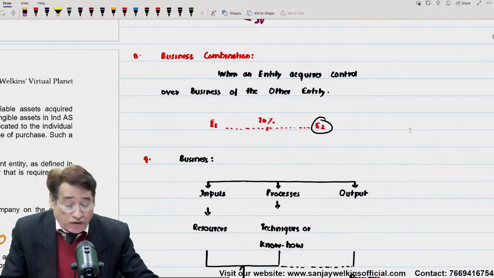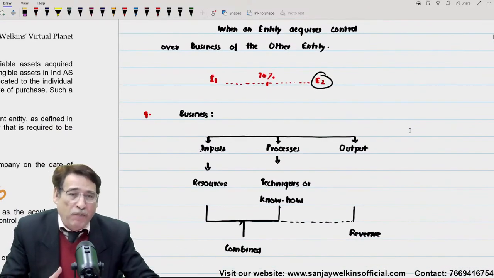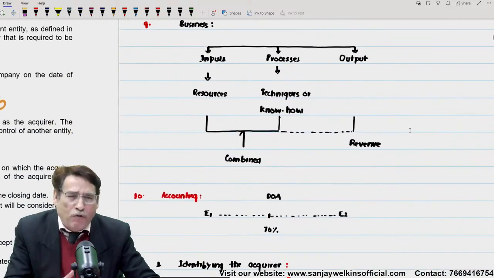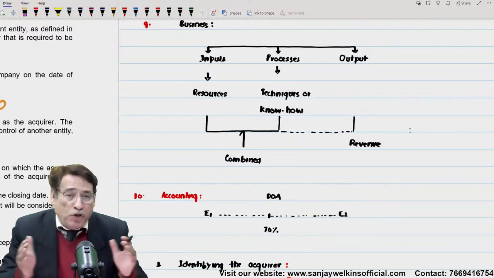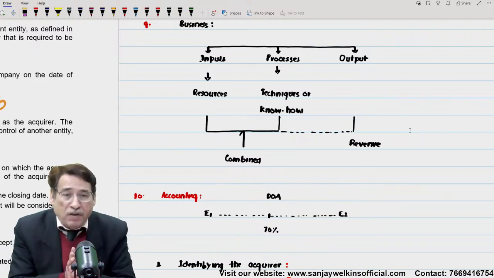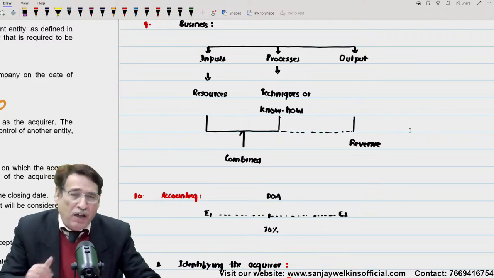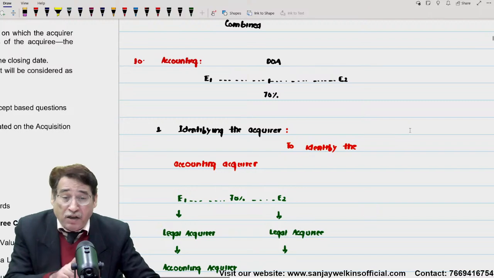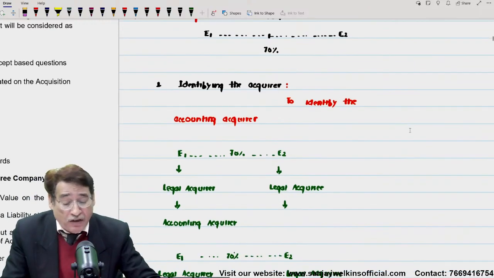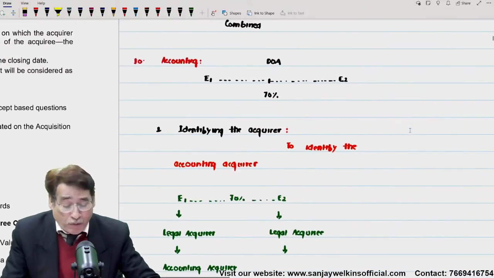Then we talked about business combination. Business combination simply means when an entity acquires the control over the business of the other entity. We saw what we mean by business. Business comprises three elements: input, processes, and output. We should be in a position to integrate the input and processes, and also generate some revenue. Then only it will be called a business. The other entity must meet the definition of business. Then only Ind AS 103 will come into play.